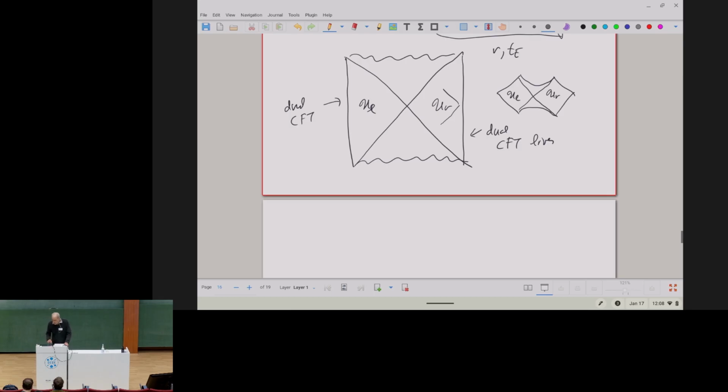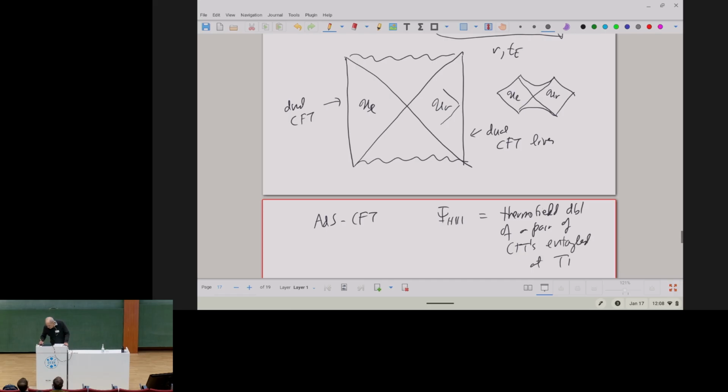But the only difference is that now the thermofield double state in AdS/CFT duality, this state psi HH, is the thermofield double state of a pair of CFTs entangled at the Hawking temperature.